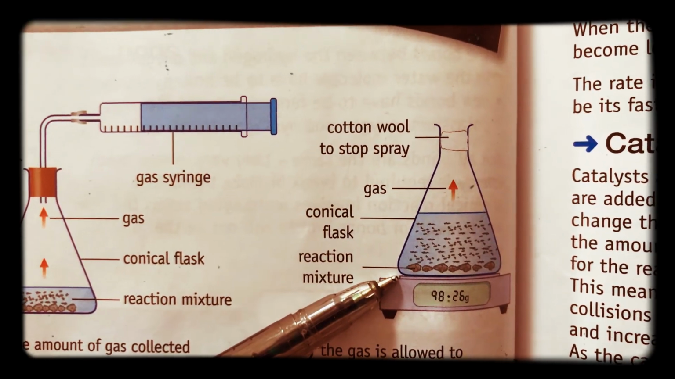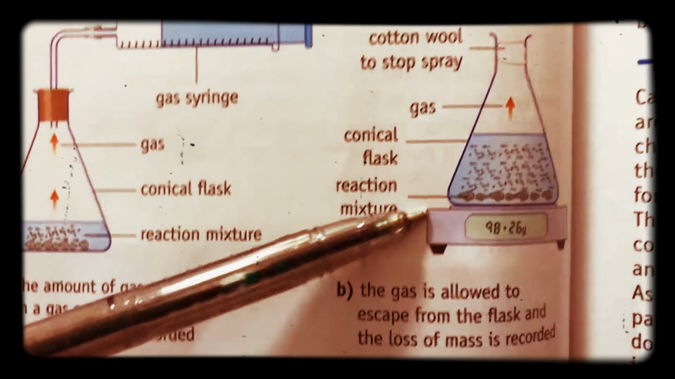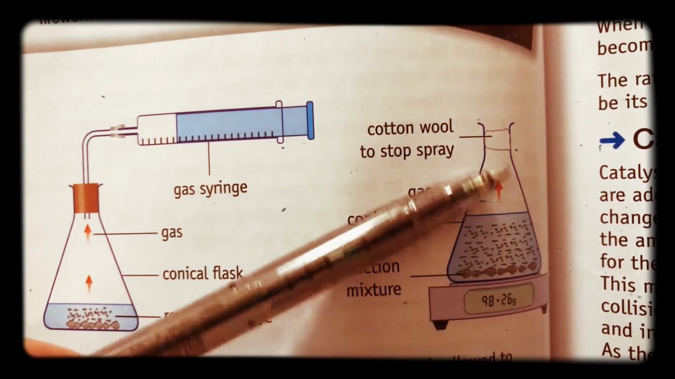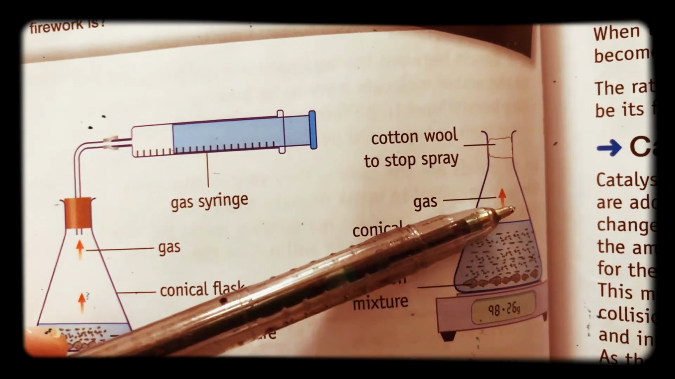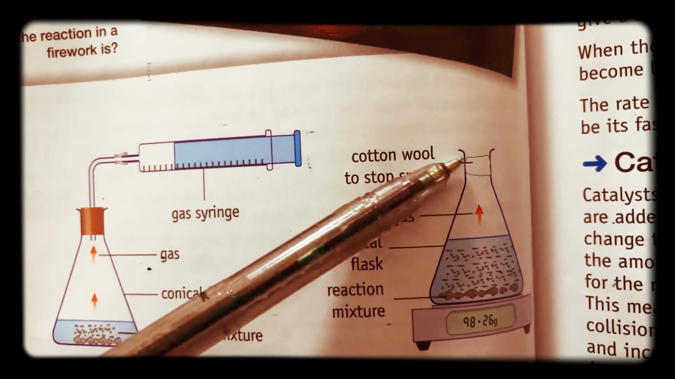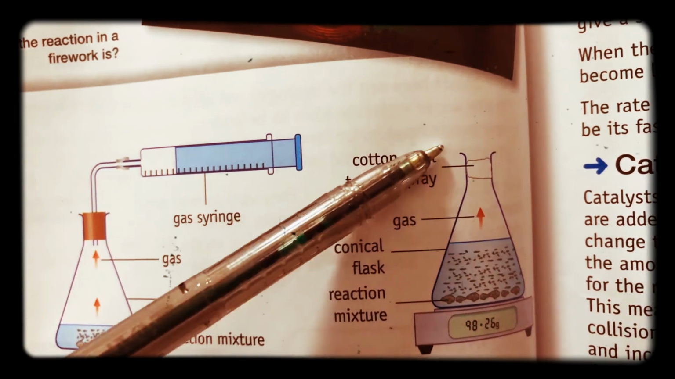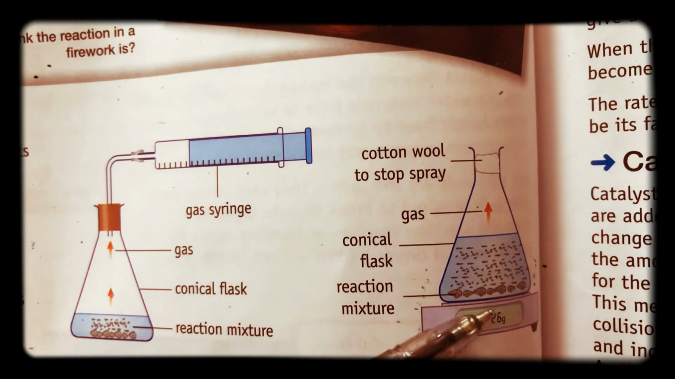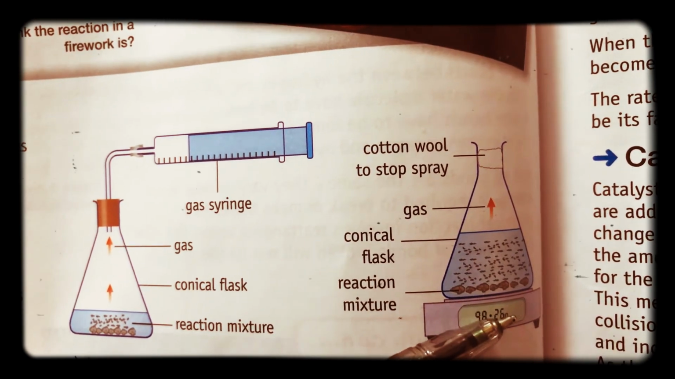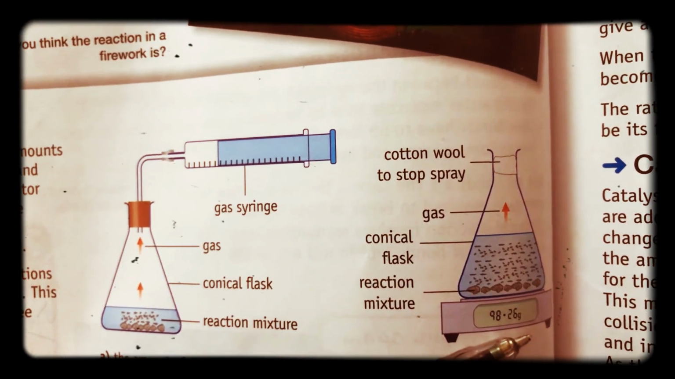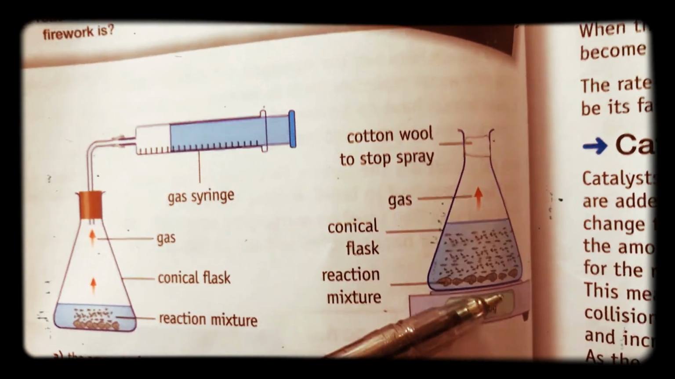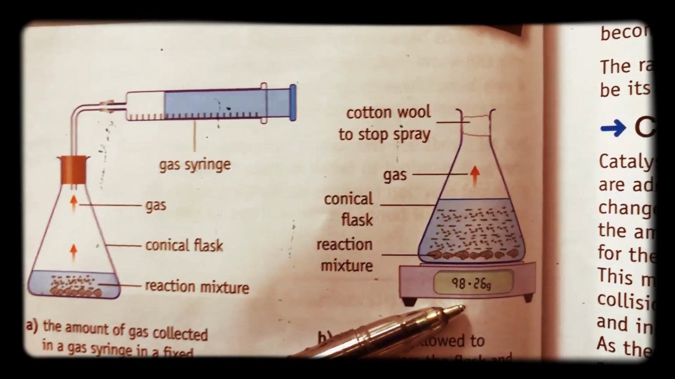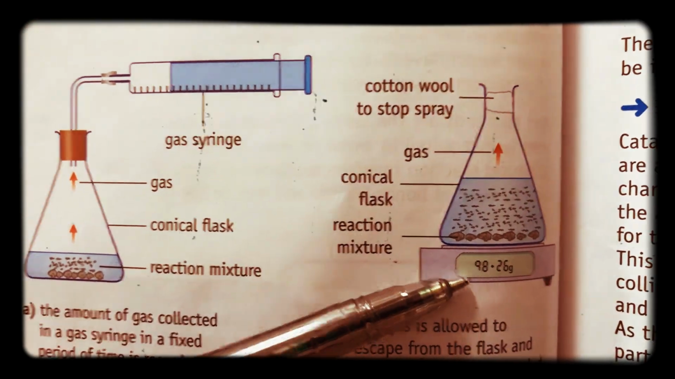The next question, explain why the methods in figure 2 would be appropriate. Pause the video. Well, it's appropriate in several ways. First of all, the cotton wool stops the spray, so you actually contain the solution. Second, the cotton wool allows the gas to escape, so it's very safe. The third thing is that this is a very safe method to use. All you need to do is put it on a measuring scale, and so long as you have enough mass for the balance to pick up changes in mass, it's very, very suitable.